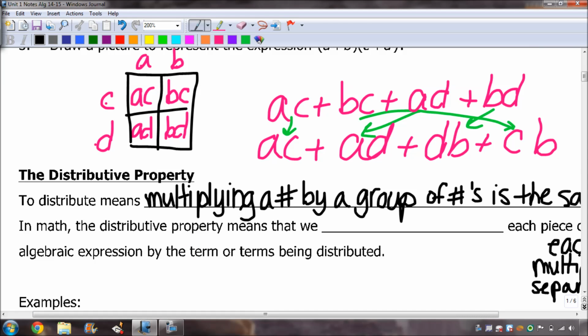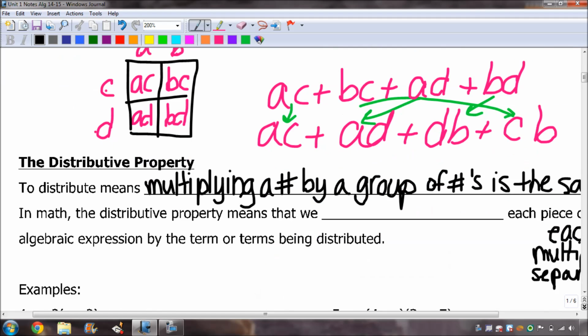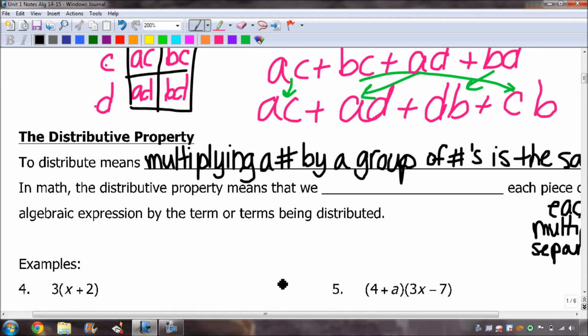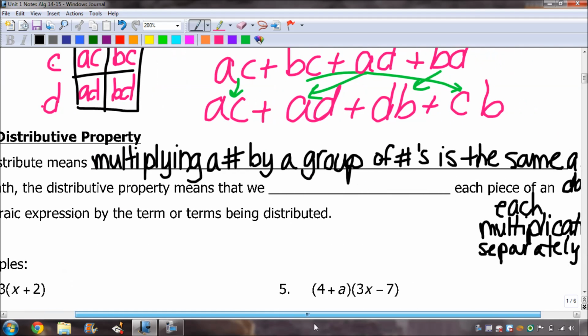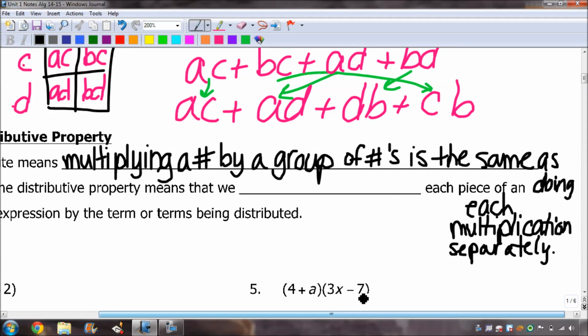All right, so now we will be talking about the distributive property, which is basically what you did in examples 1, 2, and 3. You did a lot of distributing. So to distribute means multiplying a number by a group of numbers is the same as doing each multiplication separately. And I'll explain to you what that means a little bit in a few minutes. But for right now, I want you to make sure you get this down. So if you need to press pause to get this down, make sure you do so.